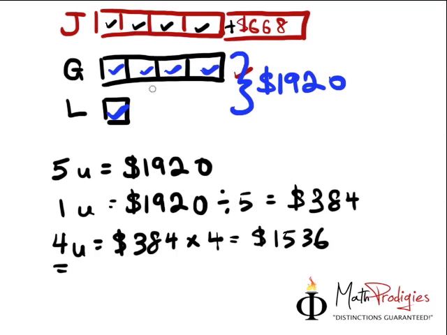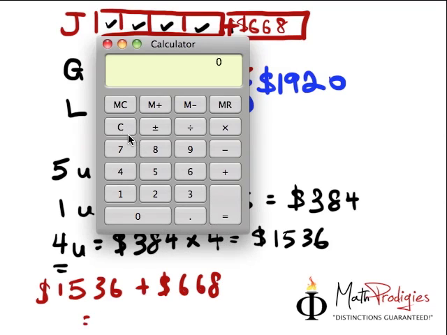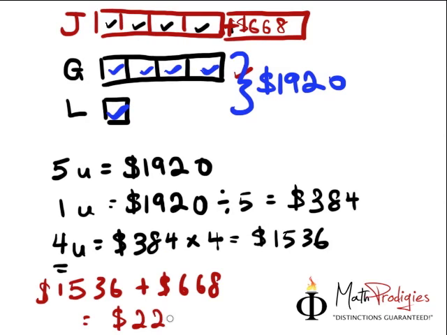Now the question is, how much does Joseph have? Take a look. Joseph has 4 units plus 668, which means we have to add another 668. So that means 1536 plus $668 is our answer for Joseph. Once you've done your long addition, I'm going to use my calculator. That equals $2,204. And that is the answer. Therefore, Joseph had $2,204. Like I always tell you, once you draw the model, it becomes superbly easy. Easy peasy lemon squeezy.